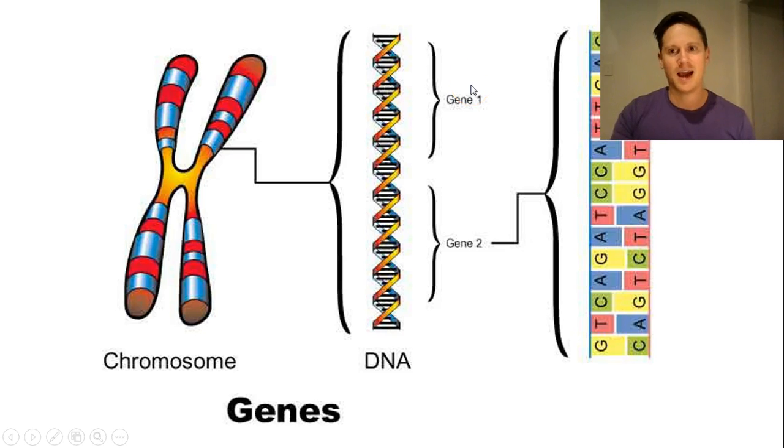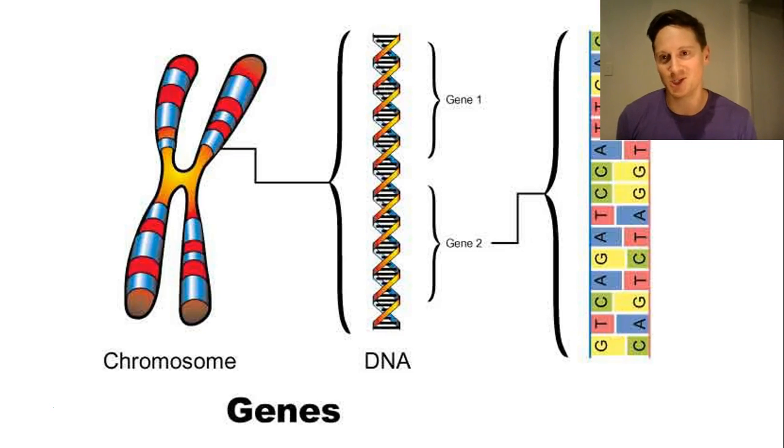Now, genes can contain up to thousands of bases: adenine, thymine, guanine, and cytosine, okay? The length of genes can differ, but we're talking approximately 1,000 bases, okay? So here we've got one gene and here we've got a second gene, okay? Now, a gene codes for a specific, or part of a specific, or multiple genetic traits, okay? So genes are sections of DNA that code for a genetic trait.